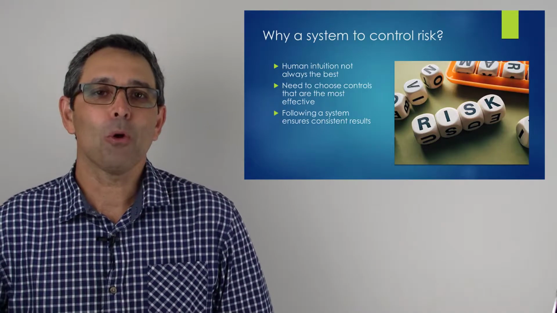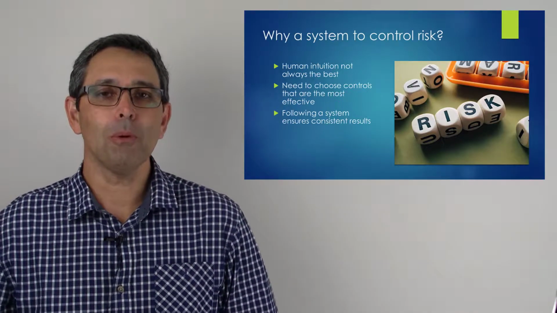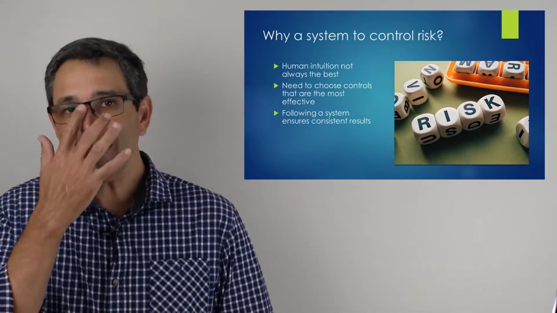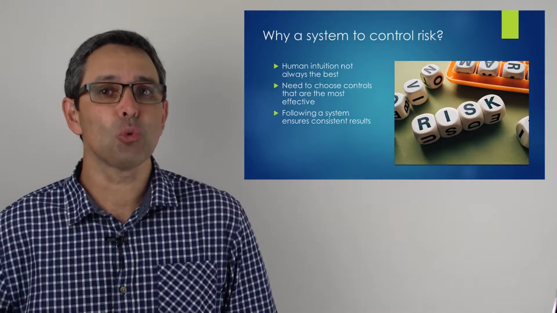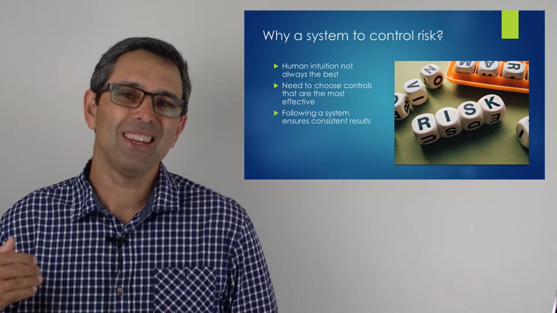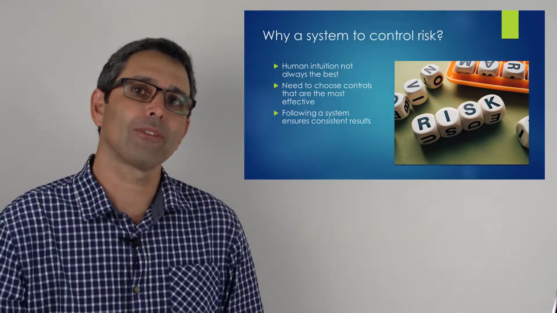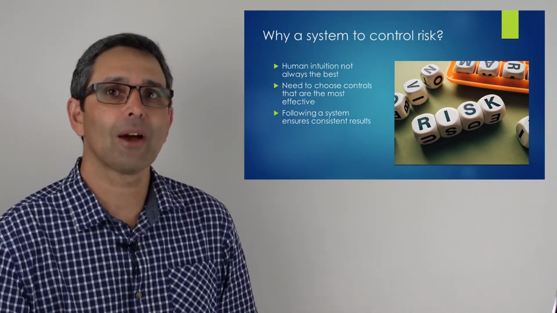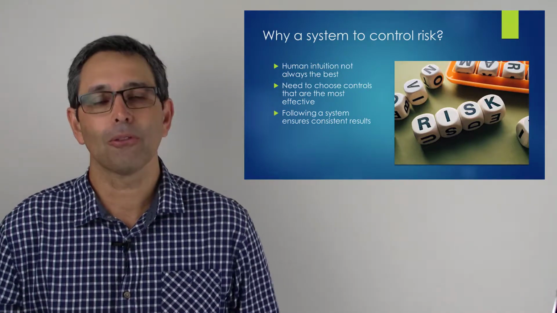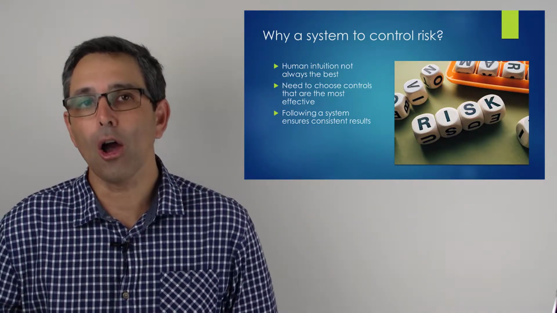Okay, when we're talking about work health and safety risk control, what we're really wanting to do is implement some sort of system. We need a system because oftentimes our intuitions are not always the best when it comes to controlling risk, and we need to have something that drives us towards the controls that are going to be the most effective and get the most consistent results. And that system we call the hierarchy of control.